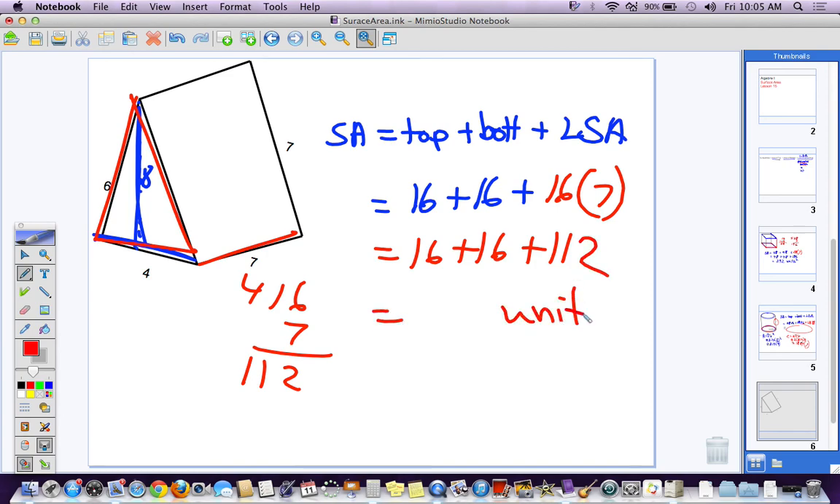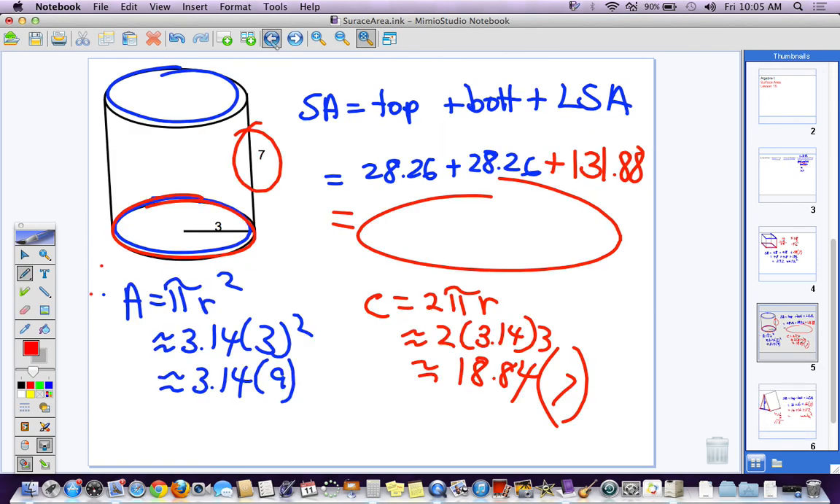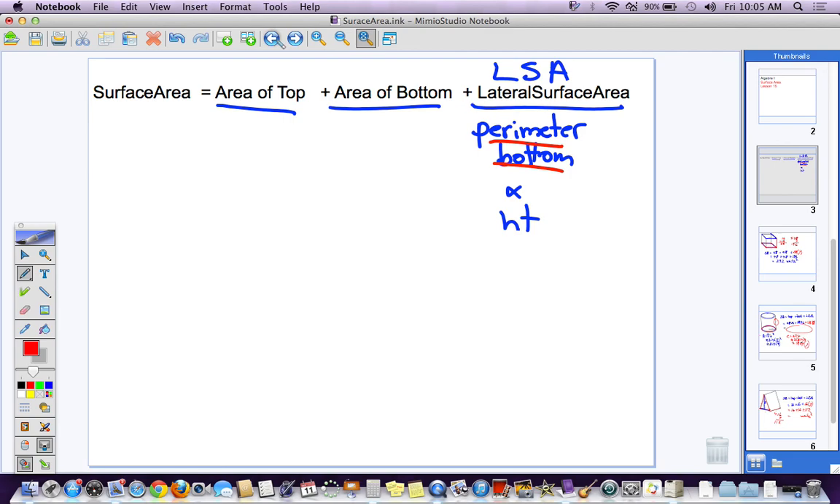You add the three together, and it's in units squared. So this is surface area, and all surface area is the total areas of all the sides.